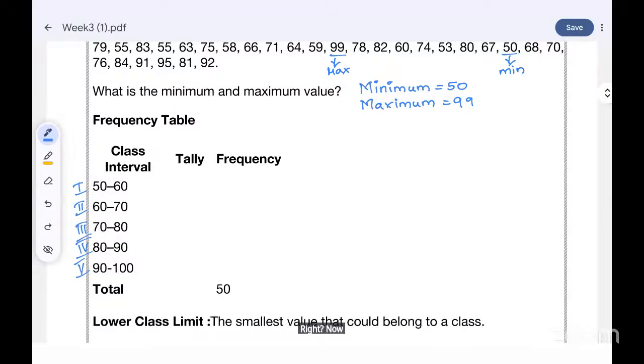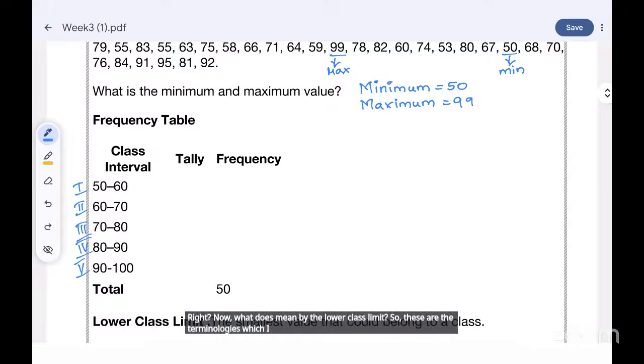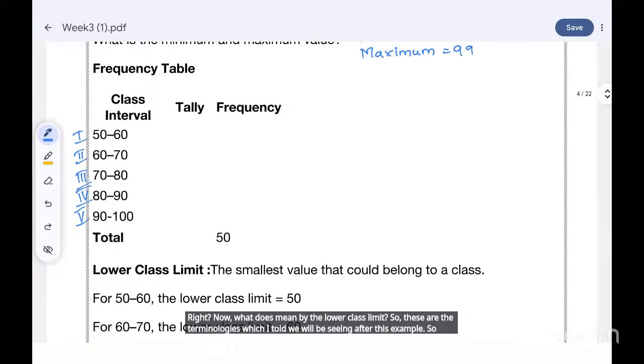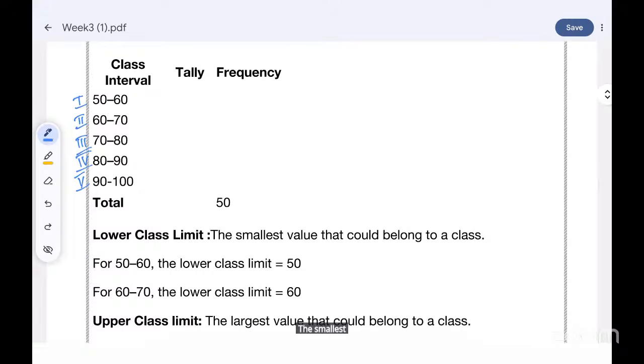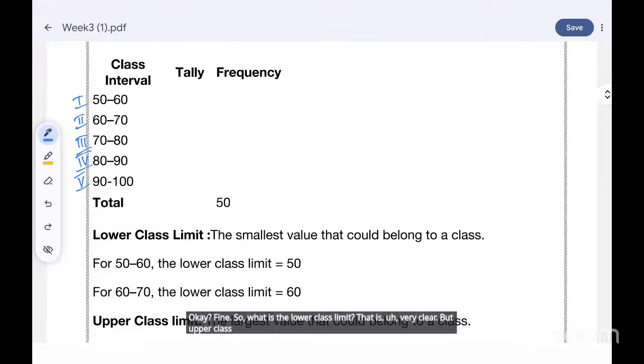Now, what is meant by the lower class limit? These are the terminologies which I told we will see after this example. The lower class limit is the smallest value that could belong to a class. For example, if you take the class 50 to 60, the lower class limit is 50. Similarly, for 60 to 70, the lower class limit is 60. That is very clear. But for the upper class limit, you have to be a little bit careful.